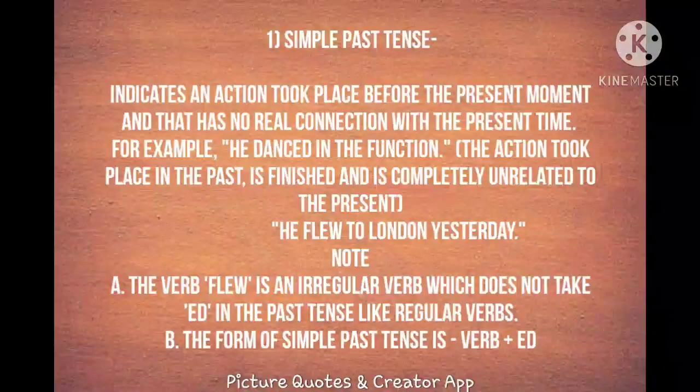Let's see the past tense first. The first one is simple past tense. Simple past tense indicates an action that took place before the present moment and has no real connection with the present time. For example, he danced in the function. The action took place in the past, is finished and is completely unrelated to the present.